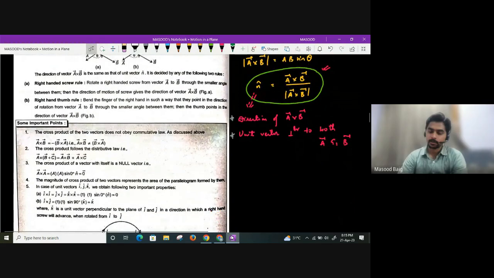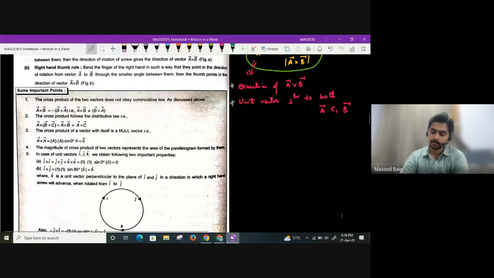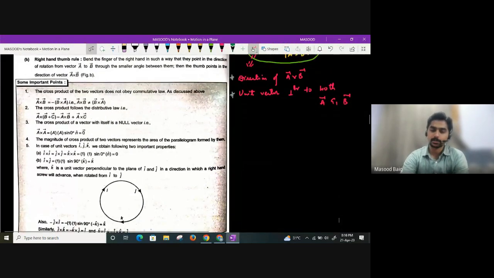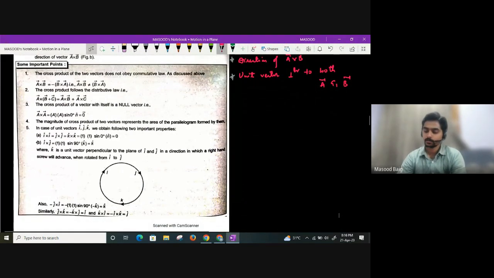What you need to remember is the cyclic rule here, guys. The i, j, k rule you should remember. Whenever we do i cross j, it will give k. Whenever we do j cross k, it will give i. If you do k cross i, it will give us j. This is very important. And whenever you do cross product of two vectors which are parallel to each other, there won't be any cross product. Dot product will be there. Understood, all of you?